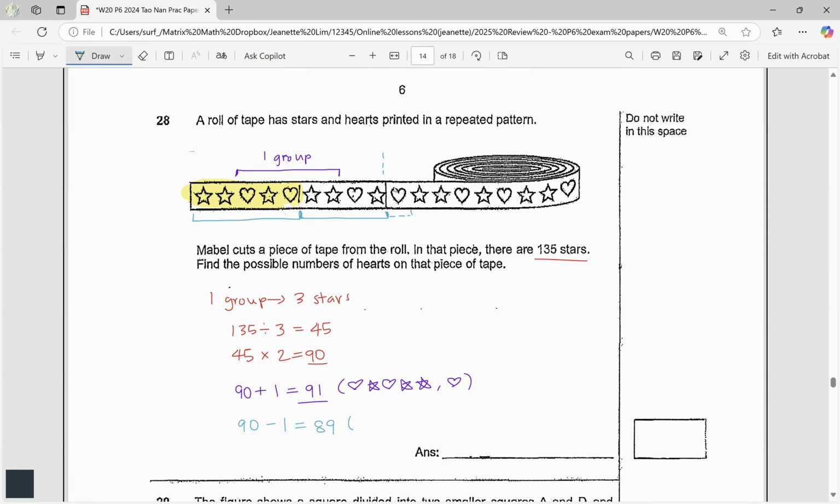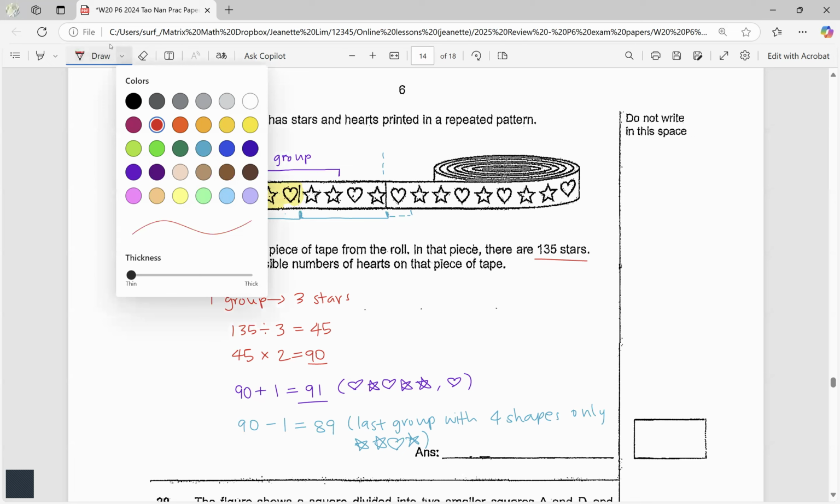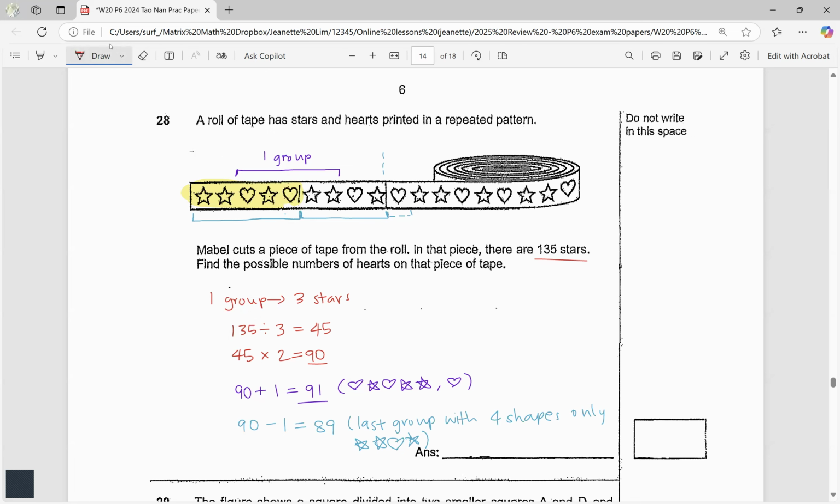So this is when we have the last group with 4 shapes only, which is a star, star, heart, and star. Okay, so all the possible answers will be 89, 90, 91.